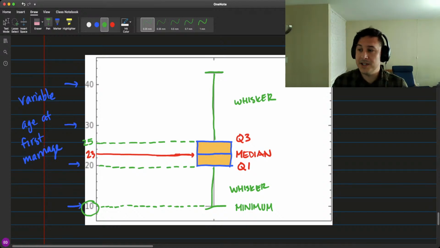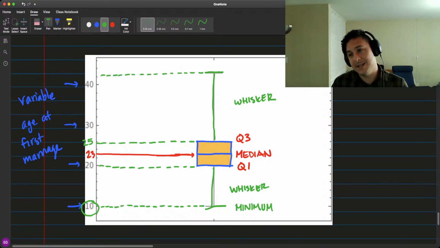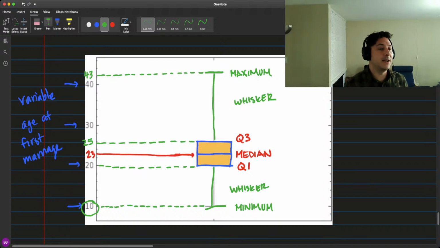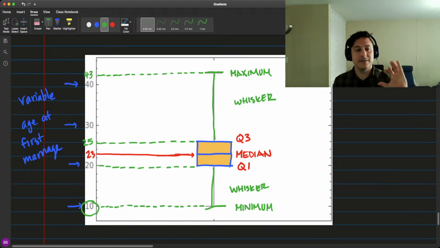Now, the other whisker, let's see how far that one goes. What number does this appear to be, approximately? Throw something out there. Cool. That's the maximum. So in other words, the oldest a woman got married at for the first time was 43. How young was a woman when she first got married? 10.